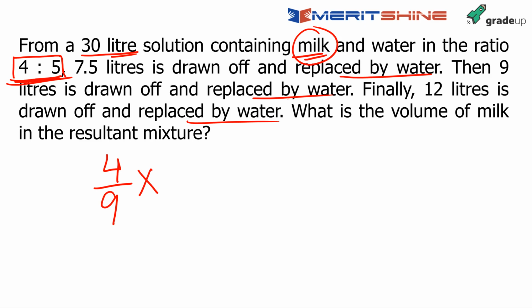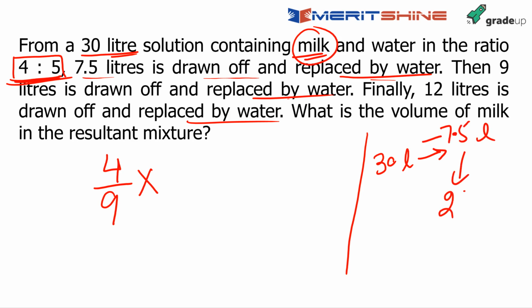Forget everything else. Just look at the first step now. 7.5 liters is drawn off and replaced by water. Let's see what must have happened. I'll do it separately. It was a 30 liter solution. So I had 30 liters of solution, and I throw away 7.5 liters. So I did minus 7.5 liters, and what I am left with is 22.5 liters.